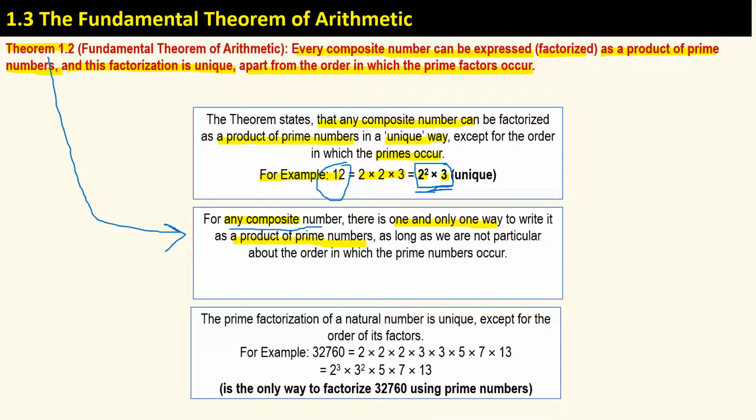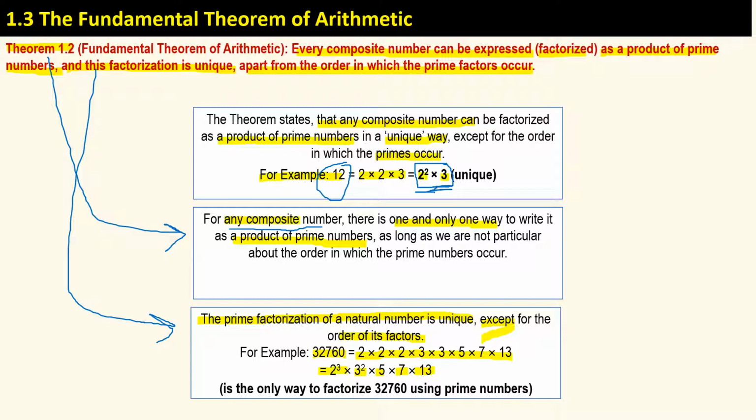Let's talk about the same theorem in some more different words. The other way to state it is that the prime factorization of a natural number is unique except for the order of its factors. So let's take the example of 32,760. It can be expressed as 2 multiplied by 2 multiplied by 2 multiplied by 3 times 3 times 5 times 7 times 13, which is equal to 2 raised to power 3 into 3 raised to power 2 into 5 into 7 into 13.